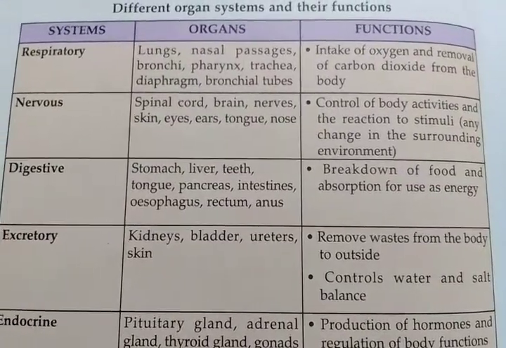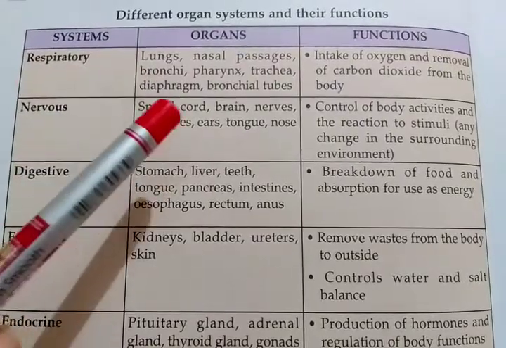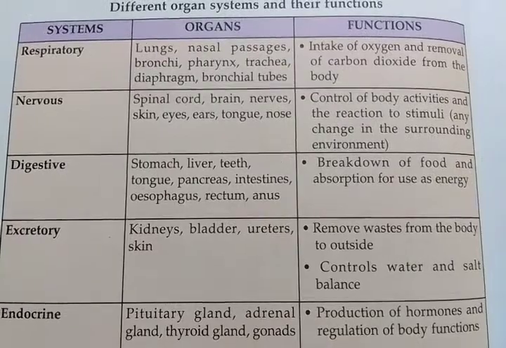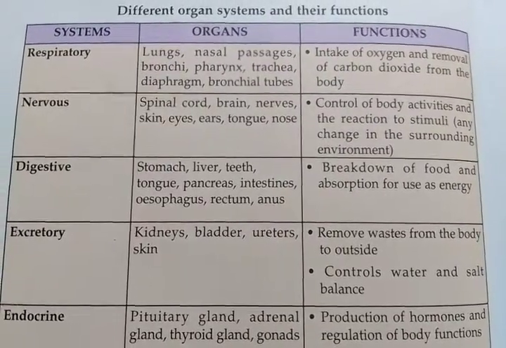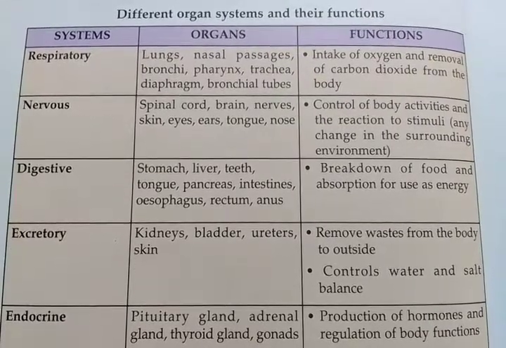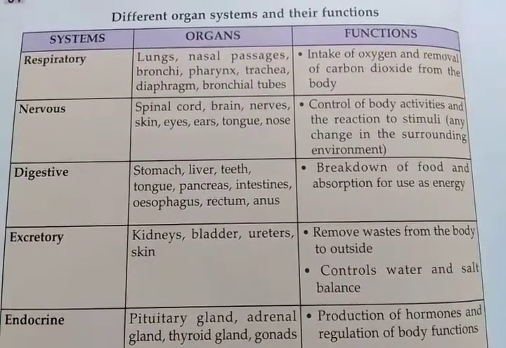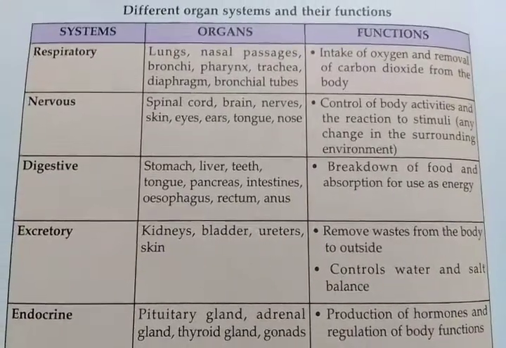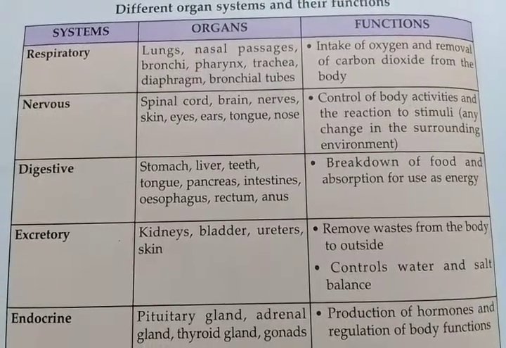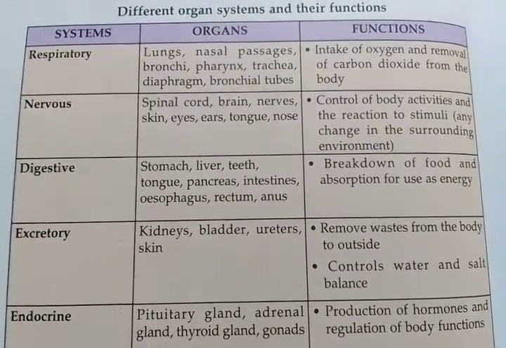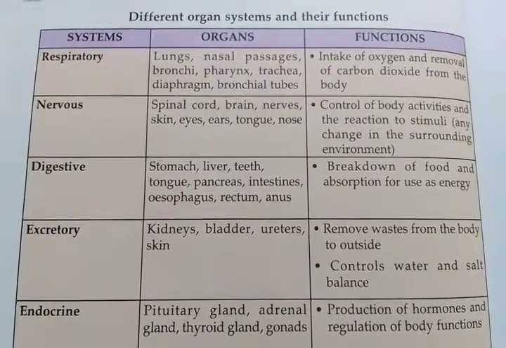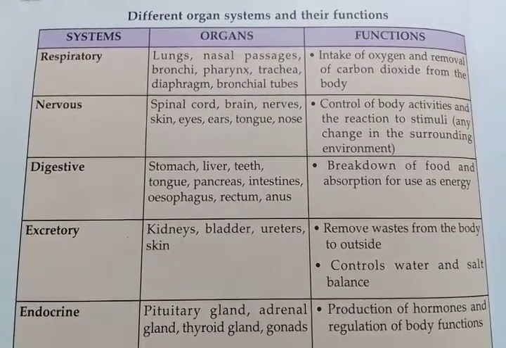Respiratory system. Organs are lungs, nasal passages, bronchi, pharynx, trachea, diaphragm, bronchial tubes, and functions are intake of oxygen and removal of carbon dioxide from the body. In the nervous system, the organs are spinal cord, brain, nerve, skin, eyes, ears, tongue and nose. The function is control of body activities and the reaction to stimuli. Stimuli means any change in the surrounding environment.